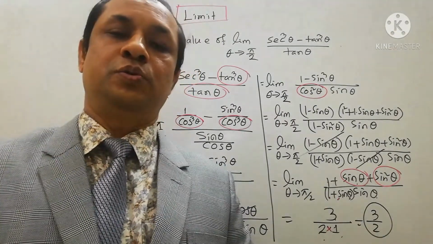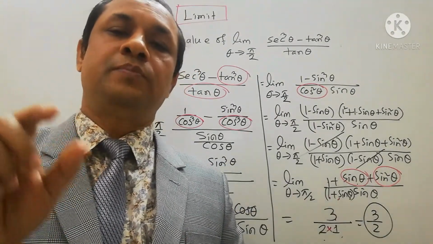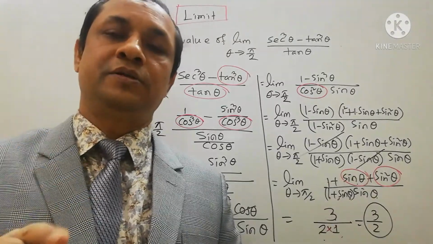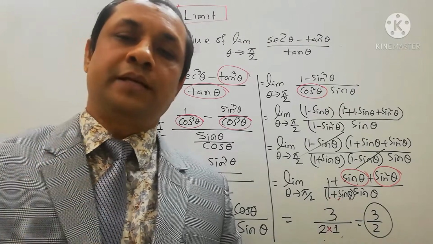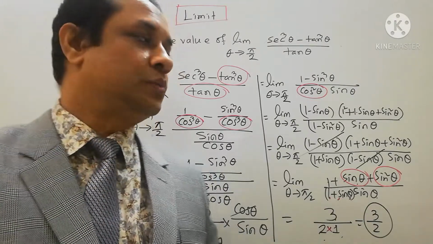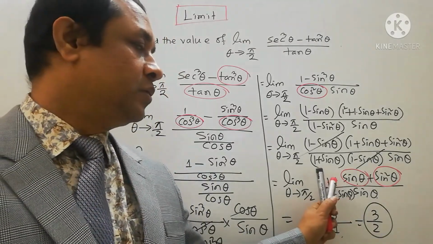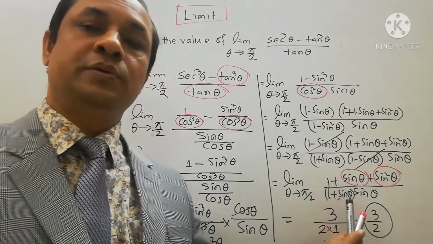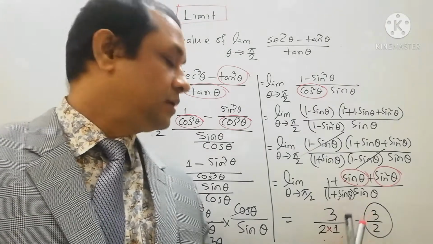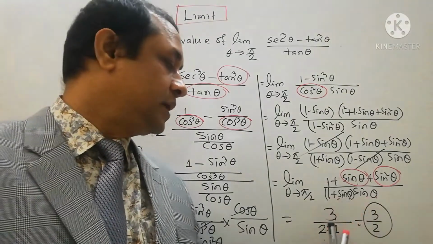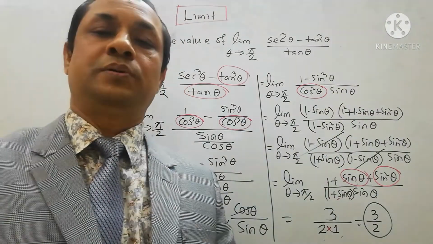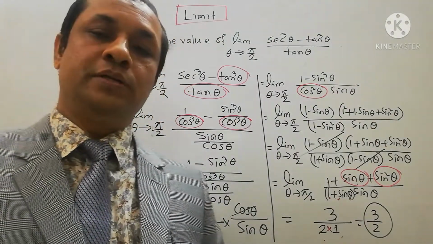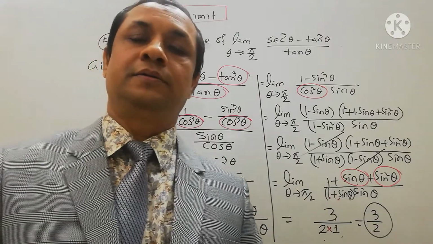I say again student, we know that sine pi by 2 equals 1. Putting the value of theta equals pi by 2, sine pi by 2 equals 1. So the numerator will be 1 plus 1 plus 1 equals 3, and the denominator will be 1 plus 1 equals 2, so the answer equals 3 by 2. I hope that student, you are clear.